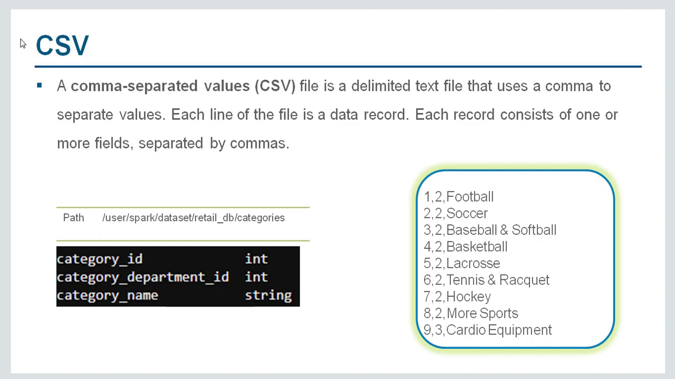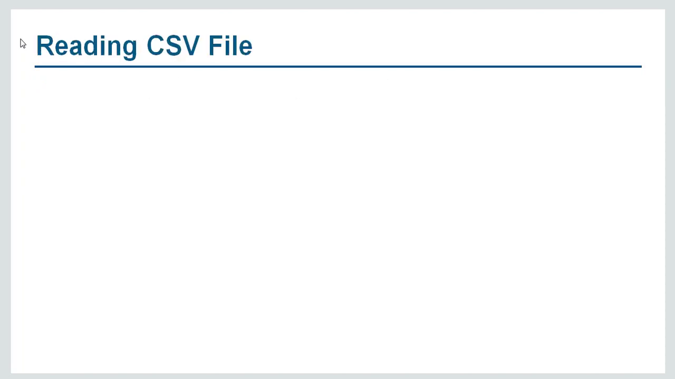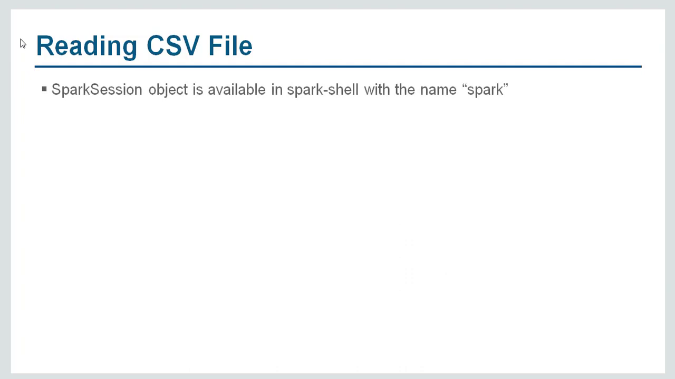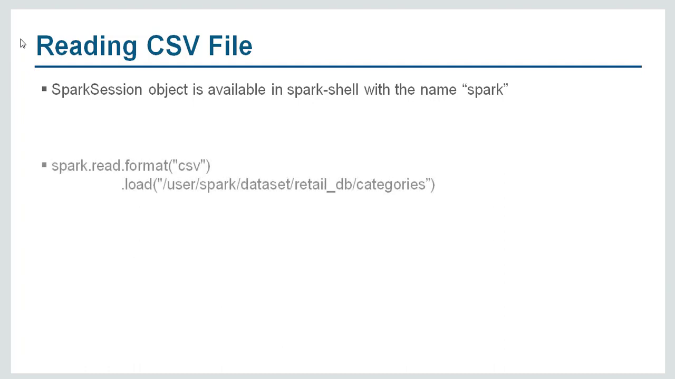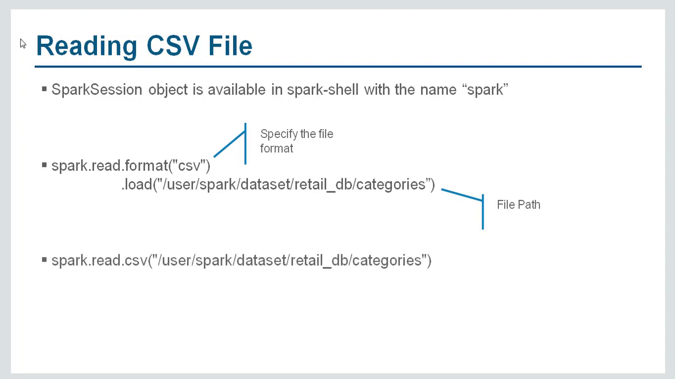Now, how to read a CSV file? We will be using the Spark session object, which is available in Spark shell with the name spark. After that, we will be saying spark.read.format.load, wherein format is used to specify the file format and load is used to specify the file path. We can also read the data by saying spark.read.csv and then providing the file path.